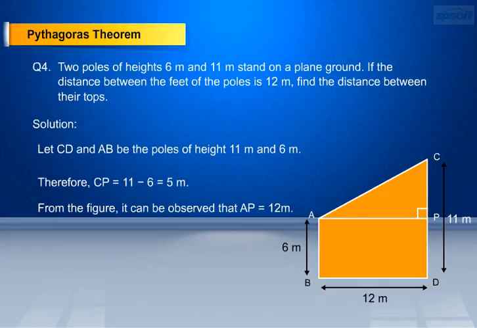From the figure, we can observe that CP equal to CD minus PD. Here, given that CD equal to 11 meters. And also from figure, we can say that AB equal to PD equal to 6 meters. So, by substituting these values in the equation CP equal to CD minus PD, we get CP equal to 11 minus 6 equal to 5 meters. From the figure, we have AP equal to 12 meters.